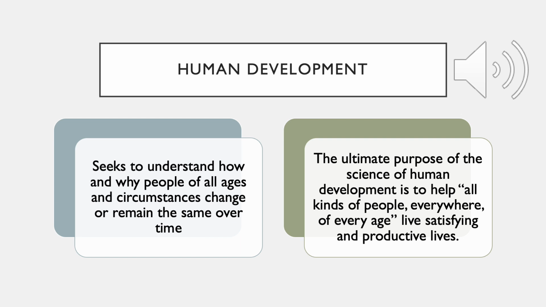And we also look at human development through a scientific lens. And so just a quote here for you to encompass that: all kinds of people everywhere of every age live satisfying and productive lives. And so we're looking at development from this perspective in that we have to consider all different people and how they come from all different walks of life. And so human development, it's not one exact right answer. There are many different ways that we might be studying and looking at children and who they are as individuals.